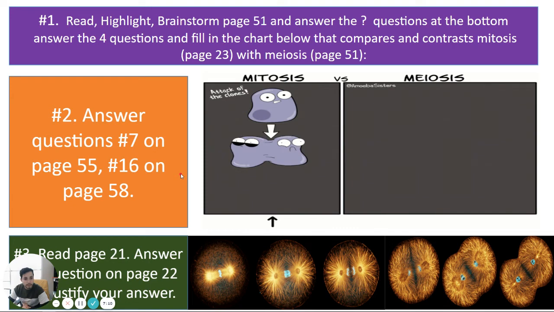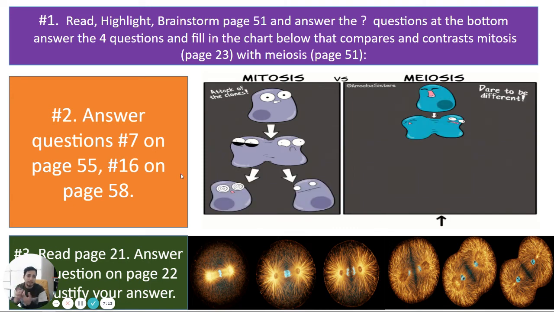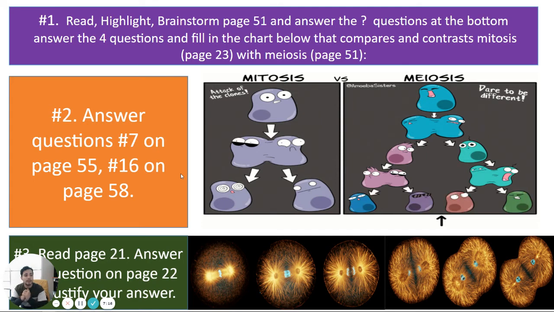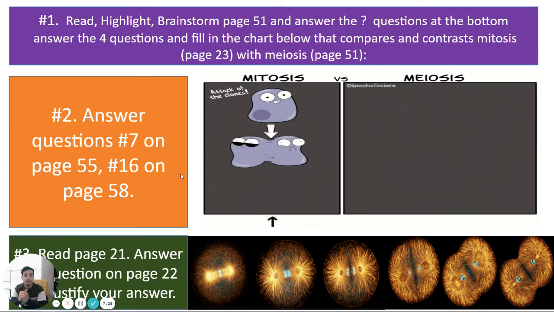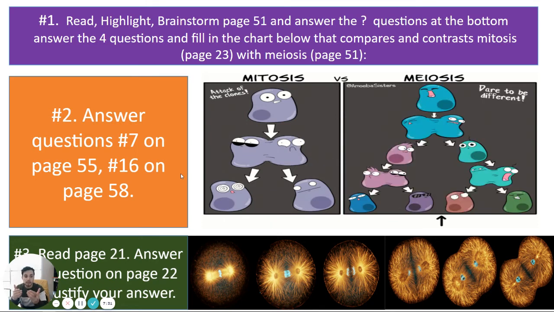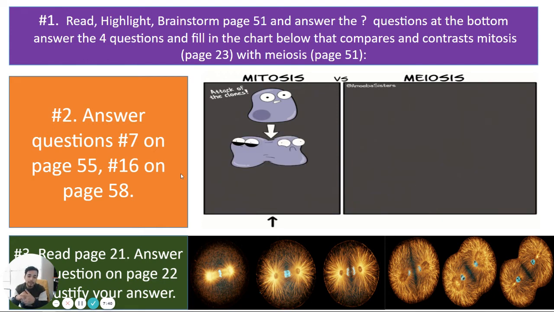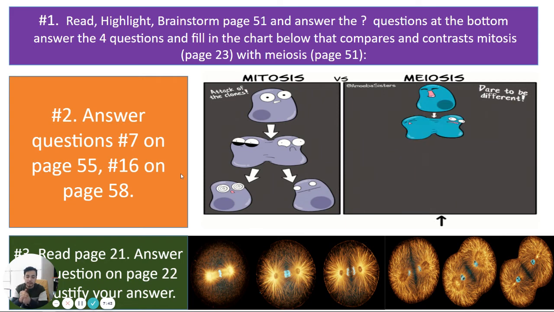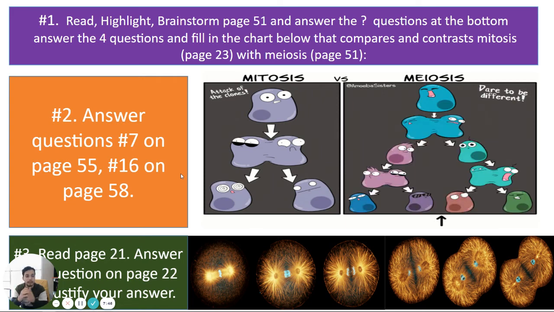Okay, so for this next part, I want you guys to read, highlight, and brainstorm page 51. And then there are some questions at the bottom with the little question mark. Answer those 4 questions. Fill in the chart below that compares and contrasts on page 23. You're comparing that with meiosis, which is on page 51. So if you want to use those 2 pages to fill in that chart, then you're going to answer questions number 7 on page 55 and number 16 on page 58. And then on page 21, just read page 21 and answer the question on page 22. So if you want to hit pause before I get into it, you can. Just try it by yourself, okay?